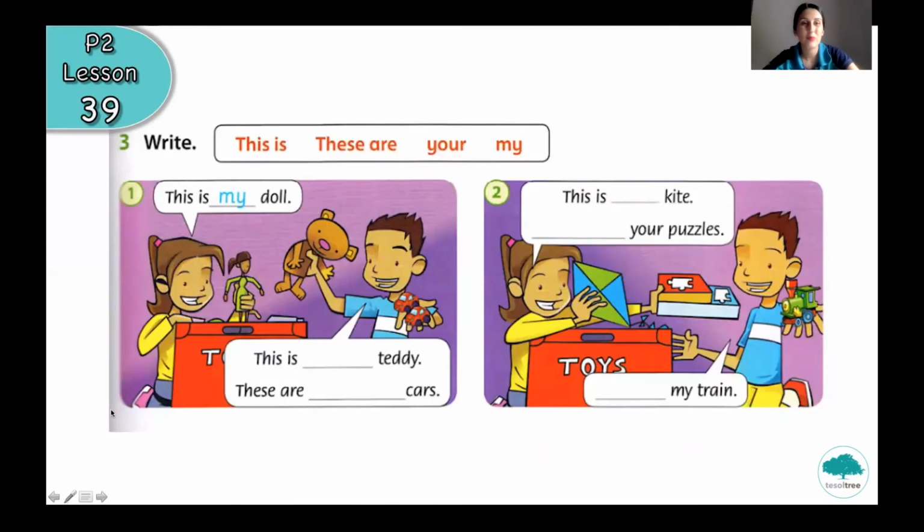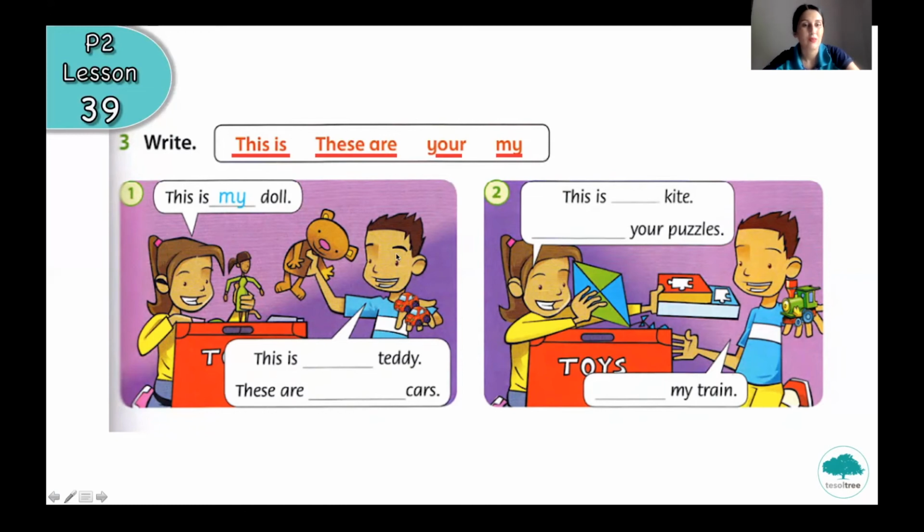Let's have a look. P2, we have a box with the words. Let's read them together. This is, these are, your and my. And we have a conversation 1 and conversation 2, but there are missing words. We have to fill in the gaps with these words in the box. We have to choose and to write. So let's start with the conversation number 1.